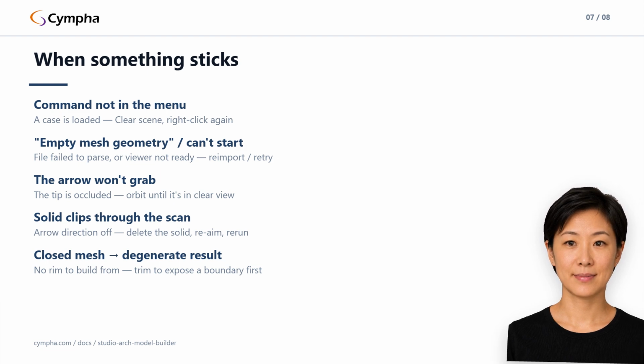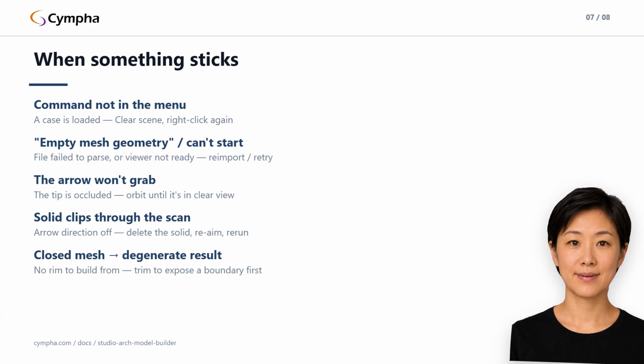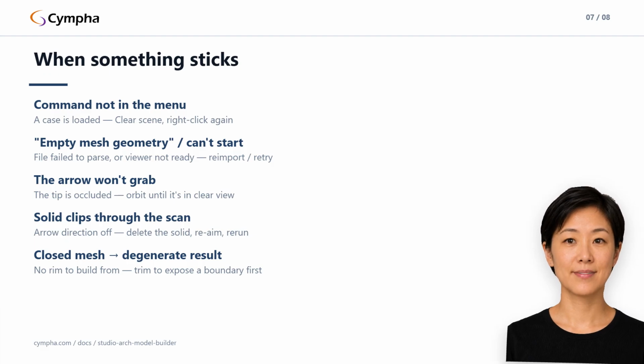The new solid clips through the scan: the arrow direction was off, delete the solid from the models list and run the tool again, pointing the arrow away from the exposed front surface, toward the open boundary side. A fully closed scan gives a degenerate result, no rim to build from, skip the tool, or trim with the brushes first to expose a clean boundary. And inside an Ortho Plus case, honor the dialog's warning, use the case's own tools.